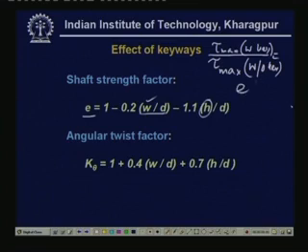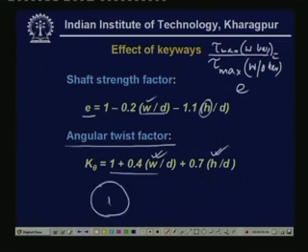Therefore, the strength gets reduced by some factor. Similarly, the angular twist factor, that is the angle by which twisting takes place. You remember the well known formula for the twisting of a shaft. The angle of twist increases by some factor. Again, this is an empirical relationship, and it is equal to 1 plus 0.4 times w by d plus 0.7 times h by d. Again, it depends on w and h. That is the angle by which the shaft will rotate, theta, it increases.